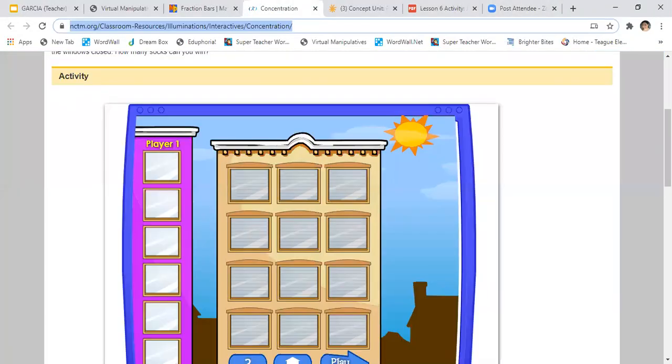So the activity that you're going to turn in today is going to be the cool down, where you have to type your answer to a question about fractions and comparing them. You're going to tell what you've learned, but I don't want you to forget to play our little fractions concentration game as well, because it's pretty fun.